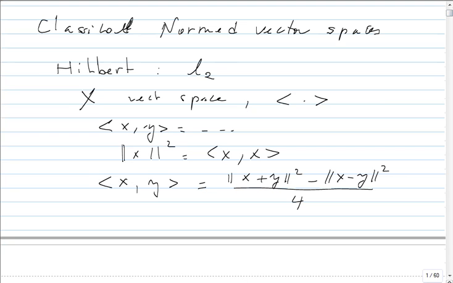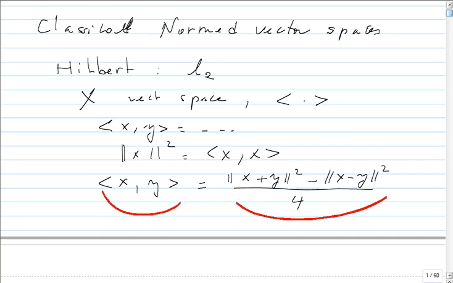And this is how you can check that you have a Hilbert space. With this polarization identity, you take the norm and you define this dot product. If the dot product is not bilinear, if it does not satisfy the properties of the dot product, then you don't have a Hilbert space. Great. So this is the classical Hilbert space.